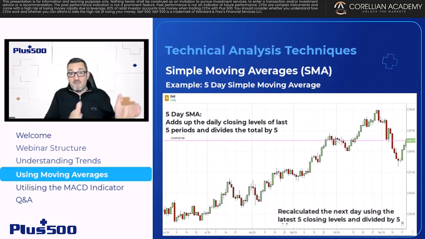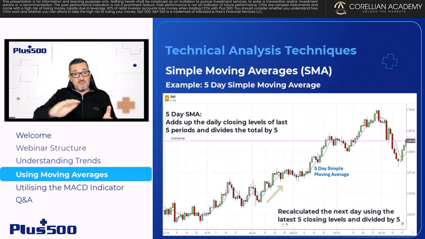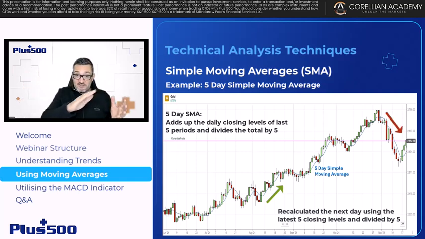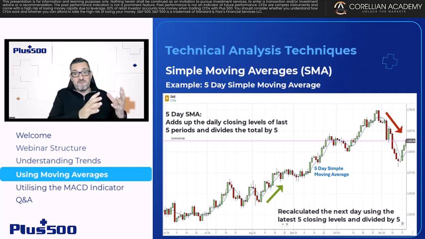This is recalculated the next day using the latest 5 closing levels and again divided by 5. The resulting line is plotted on the price chart, and you can see this for you on screen right now. As prices move higher, the moving average will also move higher, but it will move higher below the price. As prices decline, the moving average will also decline, but this time above price. This effectively shows us the 5-day trend for the price of an instrument.